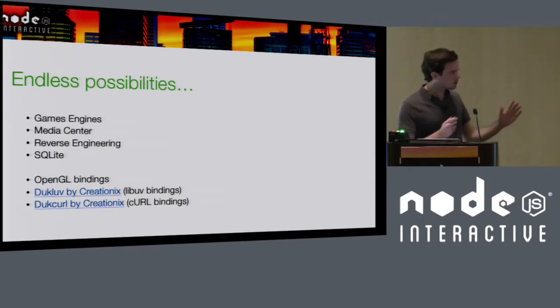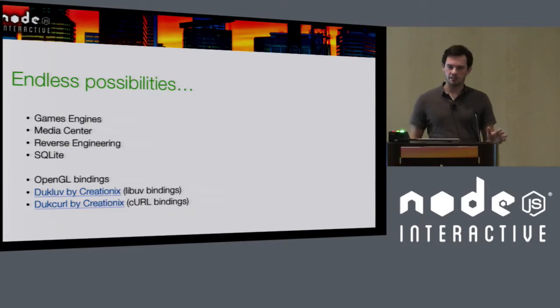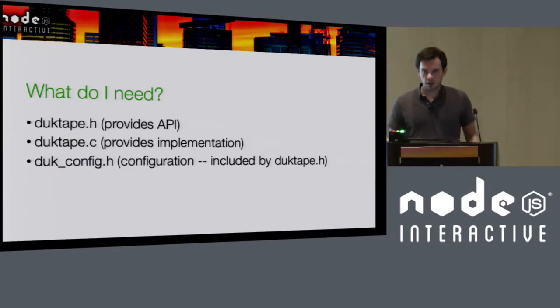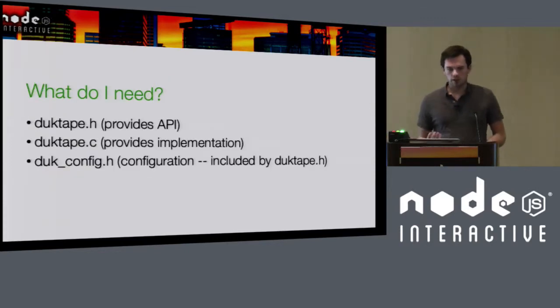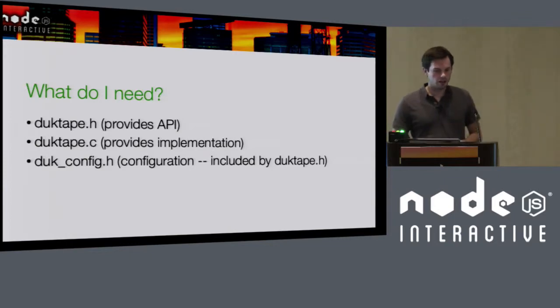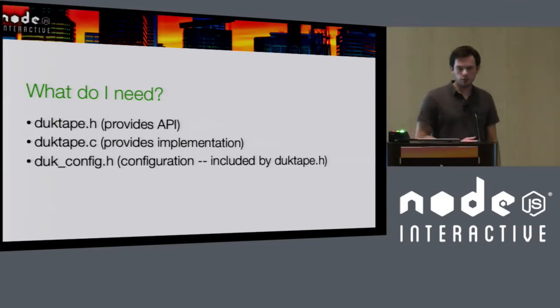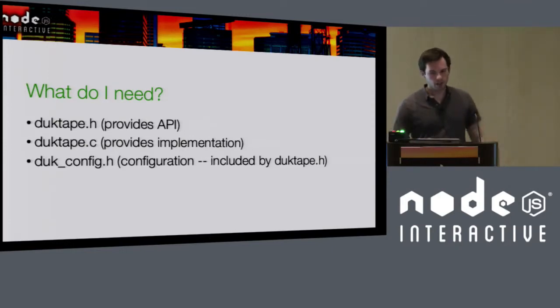So let's take a look, now that I've described kind of what it is, at how you would use this thing. So the distribution actually comes with 3 files. That's it. You get a duktape.h, which provides your API. You get duktape.c, which provides the implementation of that API, and a configuration file that's automatically included for you by duktape.h. So you don't need to worry about it, you just need to have it.